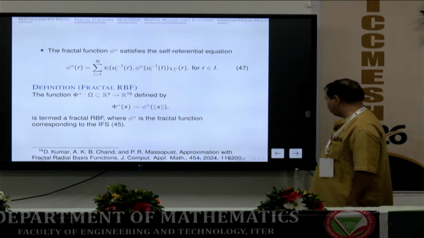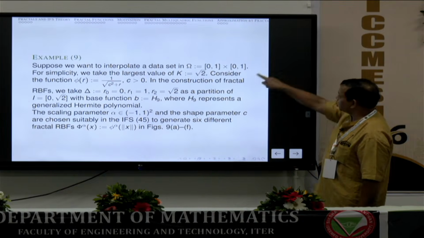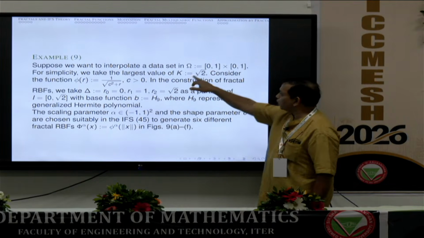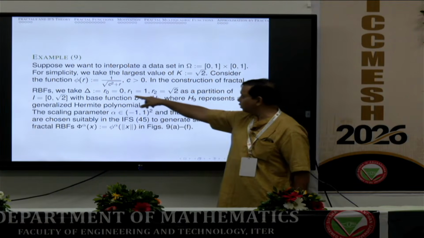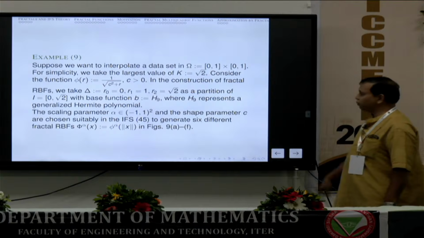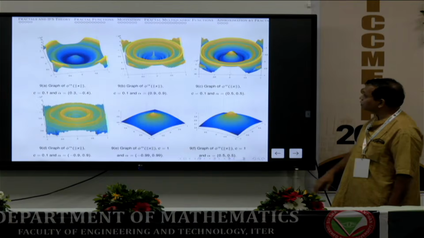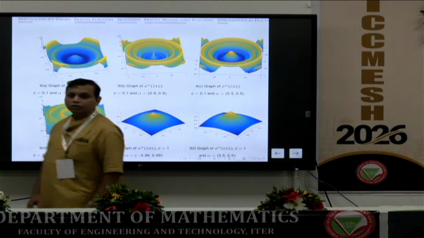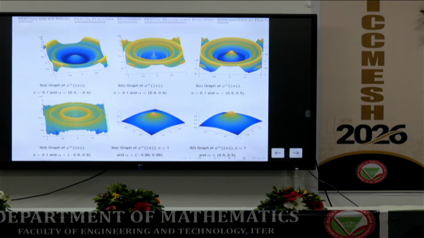We published this 2 years back. Here I have taken this example, 0 1 0 1. The maximum radius of the data points will be root 2 here, so k equal to root 2. You take phi x, this is your inverse multiquadric function, then you take 3 partitions, then you take the Hermite function and we get the fractal function. I will show that one. These are the different types of radial basis function. You can see these radial basis functions are not smooth, they are irregular.